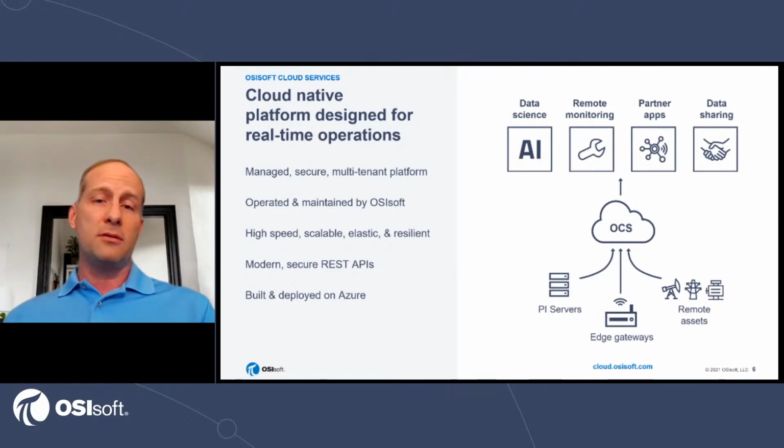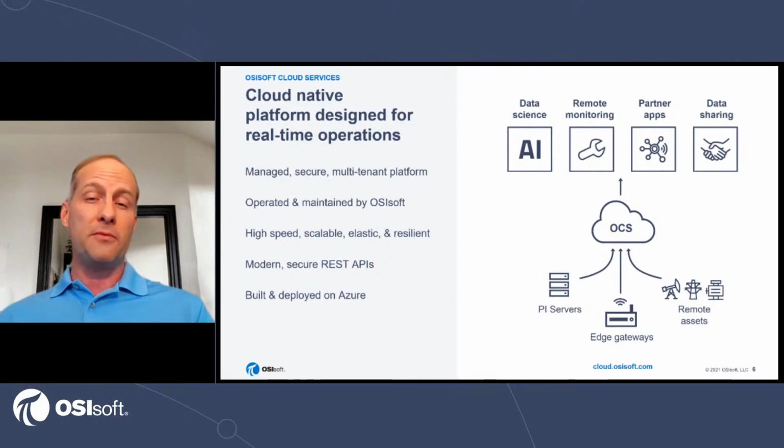OSIsoft Cloud Services is a cloud-native, intuitive, multi-tenant, and near-zero maintenance SaaS historian platform designed for real-time operations that's operated and maintained by OSIsoft. OCS was built from the ground up using microservices technology and will help take our customers into the next era of getting value from their operational data. OCS is developer-friendly with modern, secure REST APIs, making the data accessible to a variety of coding environments and a host of applications.